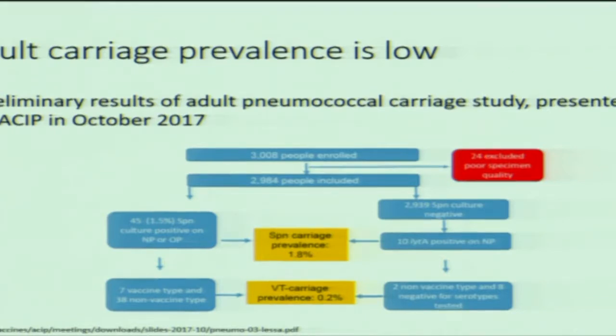In the yellow box, they were swabbing community-dwelling adults looking for pneumococcal carriage prevalence. And in the yellow box here, you can see that pneumococcal carriage prevalence in this particular population was remarkably low, so less than 2% pneumococcal carriage prevalence. And vaccine-type prevalence was 0.2%. So if this is the prevalence of vaccine-type pneumococcal carriage, what additional benefit are we hoping to achieve with PCV13 vaccination in this population?